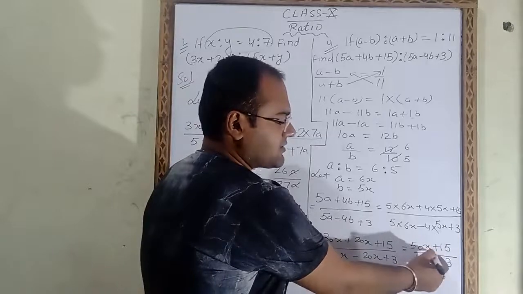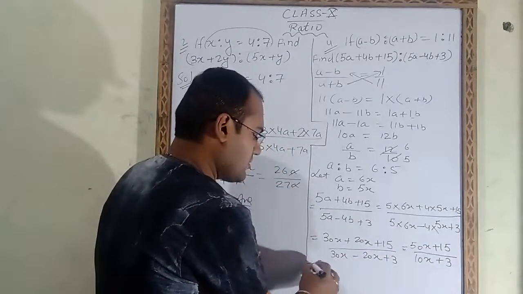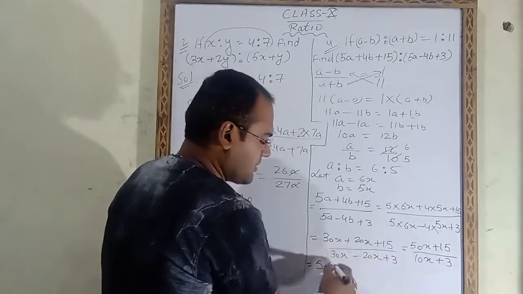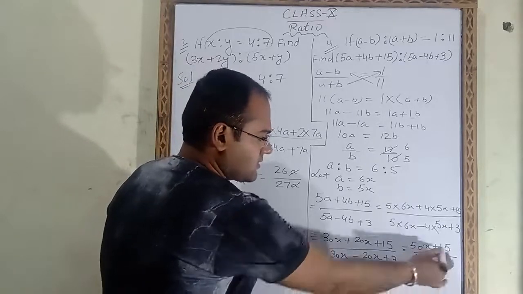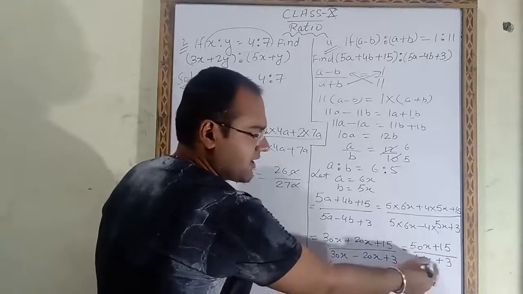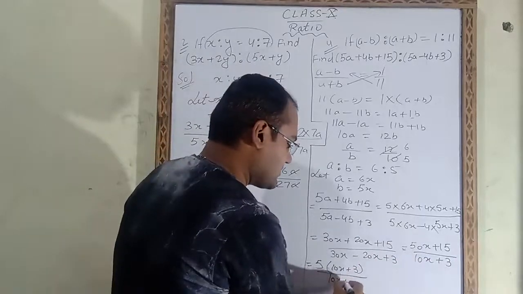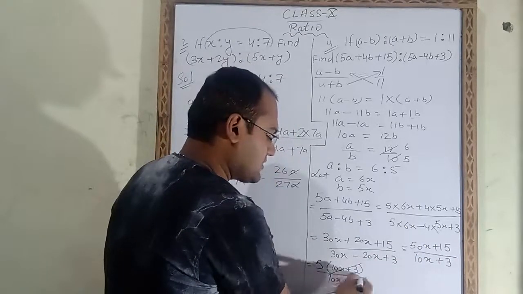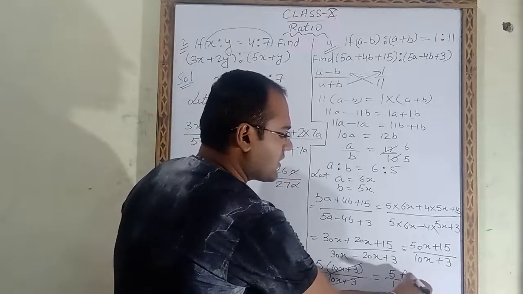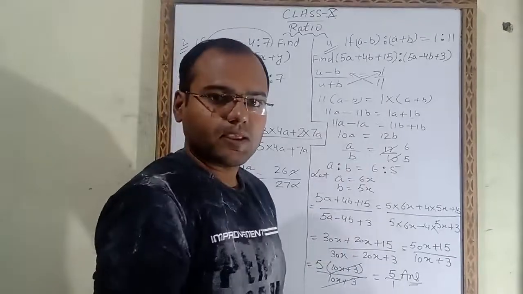From 50x and 15 we will take 5 common. Then the remaining part is 5. If we take 5 common, this will become 10x plus 3. In the denominator, what is written? 10x plus 3. Nothing will be common, so we write it as it is, 10x plus 3. So this 10x plus 3 will get cancelled. So the final answer is 5 upon 1. Like this you have to do question number 4.